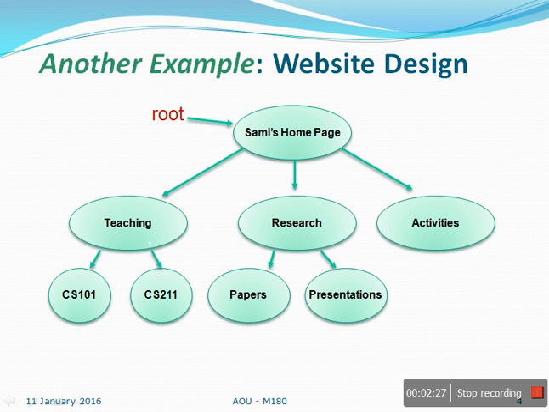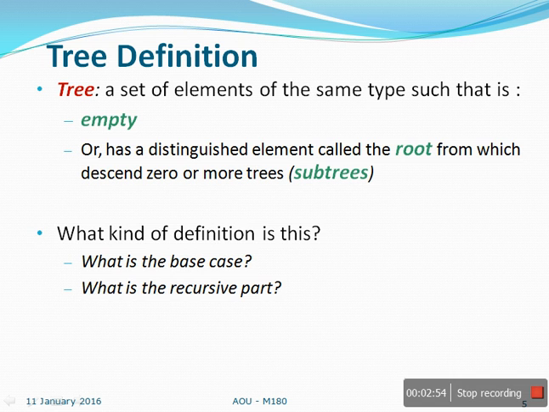In the same fashion, we can also see a tree for a website design, wherein you have the home page, and in the home page you have different links to other pages. For example, over here there is a home page, and then you have teaching, research and activities, and inside teaching you have different courses, research papers and presentations. So this forms a tree. These are some examples of trees.